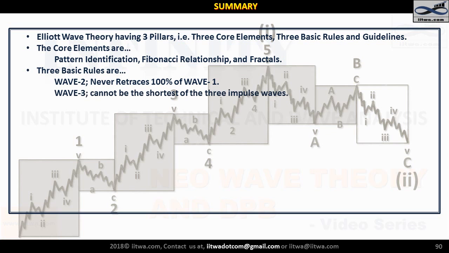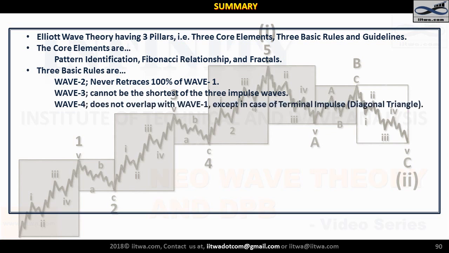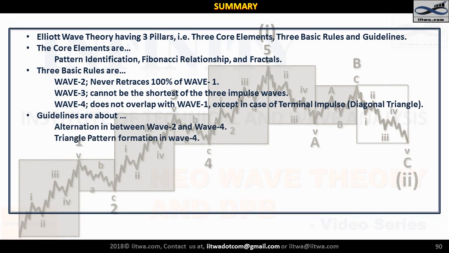Wave 3 cannot be the shortest of the 3 impulse waves. Wave 4 does not overlap with Wave 1, except in the case of a terminal impulse or diagonal triangle formation. Guidelines are about alternation between Wave 2 and Wave 4, and about triangle pattern formation in Wave 4.